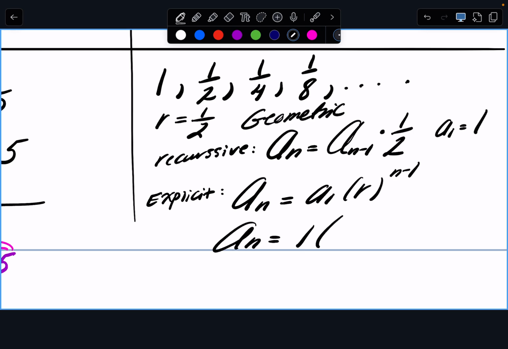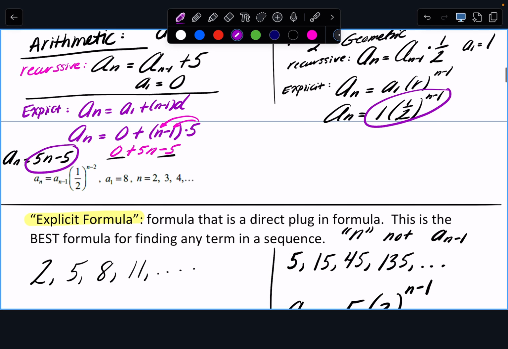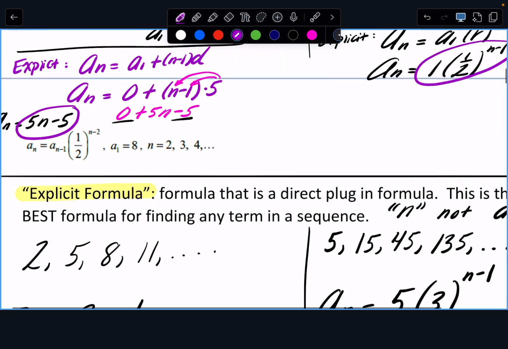Isn't a sub 1 1? Our ratio is 1/2 raised to the n minus 1. I didn't point this out, but notice, because this is huge, just like with arithmetic, if it's arithmetic, it'll be a linear direct formula. If it's geometric, it'll be exponential, which makes sense. Think about it. If you times by a number each time, isn't it exponential growth or decay? So it makes sense why this formula is exponential. Okay, good. Now here's the thing that they'll ask on the test.